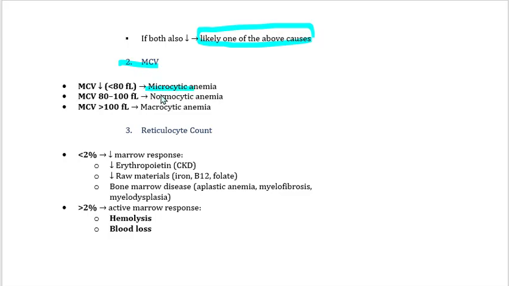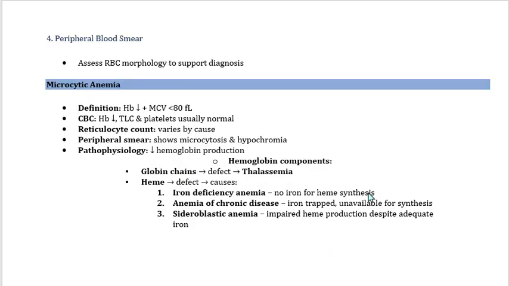It is either microcytic, normocytic or macrocytic anemia. And number 3, we are going to look at the reticulocyte count. If it is less than 2%, then there is a problem with the bone marrow, and if it is greater than 2%, then the cause is either hemolysis or blood loss. And number 4 investigation is peripheral blood smear. We assess the RBC morphology to support diagnosis.